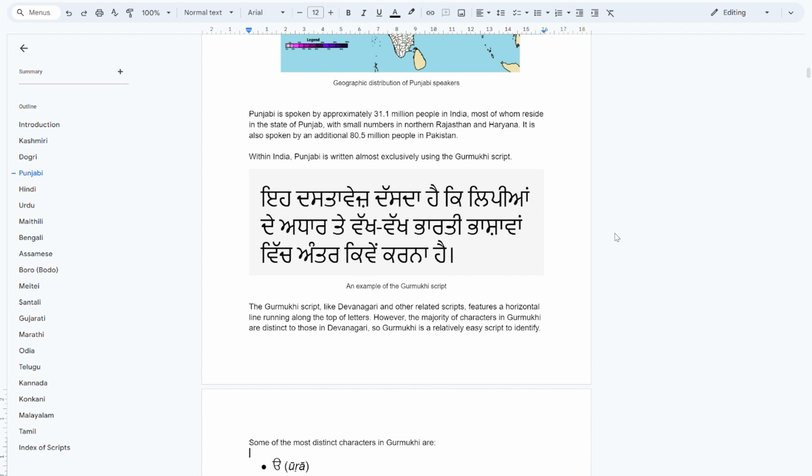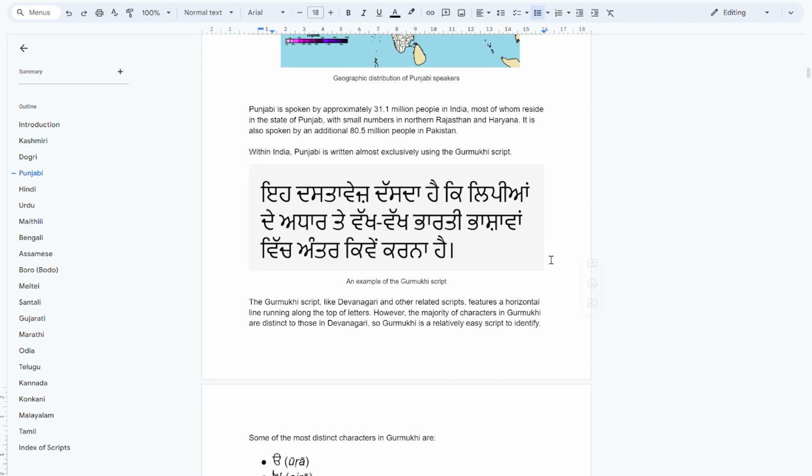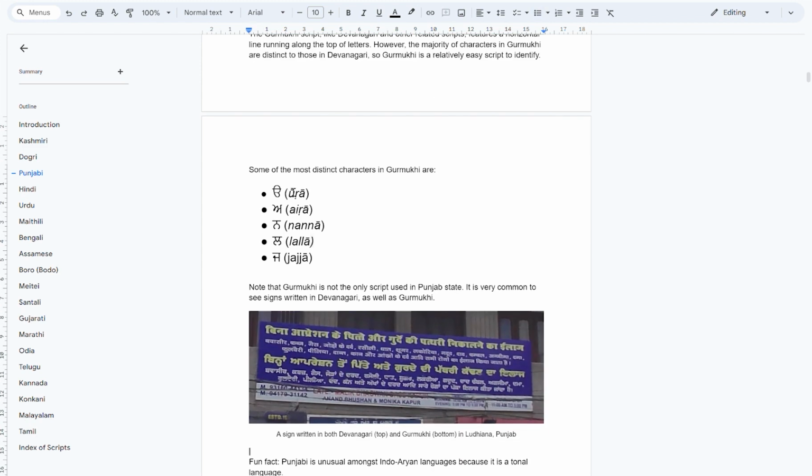The Gurmukhi script, like Devanagari and a number of other related scripts, features this horizontal line that you can see running along the top of letters. However, the majority of characters in Gurmukhi are quite distinct to those in Devanagari. So Gurmukhi is a pretty easy script to identify compared to other scripts. I've put here a few examples of some of the most distinct characters. This wishbone character, you'll see that a lot, that's pretty distinct.